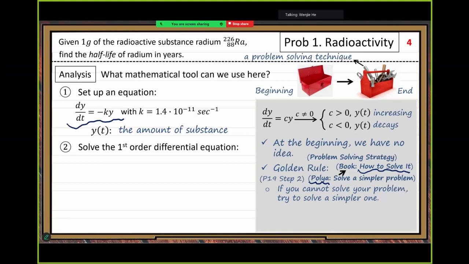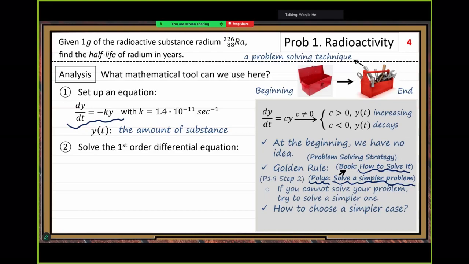In this book, Polya summarized this idea: solve a simpler problem. Modify the original problem to make it simpler and solve it. Then gradually move it back to the original version. So this is the golden rule. Now let's do it. Let's follow this guideline. How to modify it.